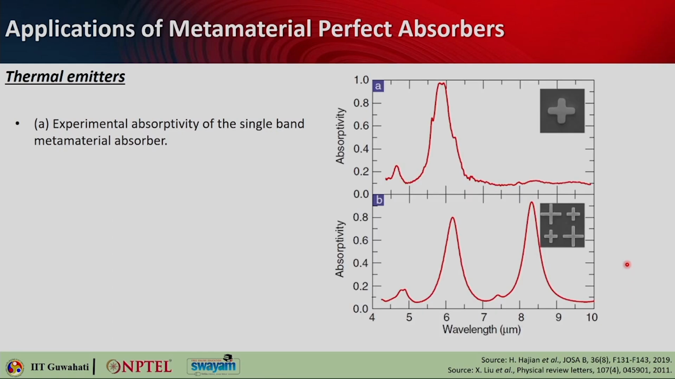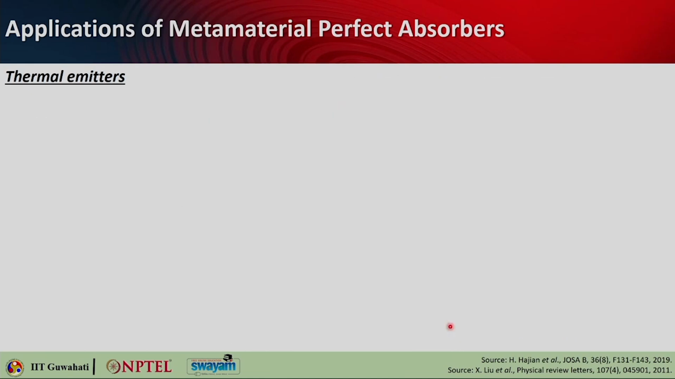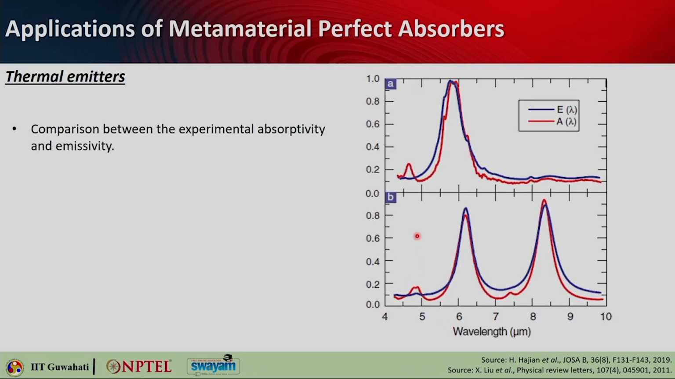Now, when you do the experimental absorption study of this structure, inside you can see the SEM images. For the single band structure you get this peak, which is pretty good, and these are all experimental pictures. For the dual band you get these two bands which are absorbing very strongly. So, you can also compare the experimental absorptivity with the emissivity, and you see that they do follow the law of Kirchhoff that we have discussed, that the absorption pattern is the same as the emission spectrum.